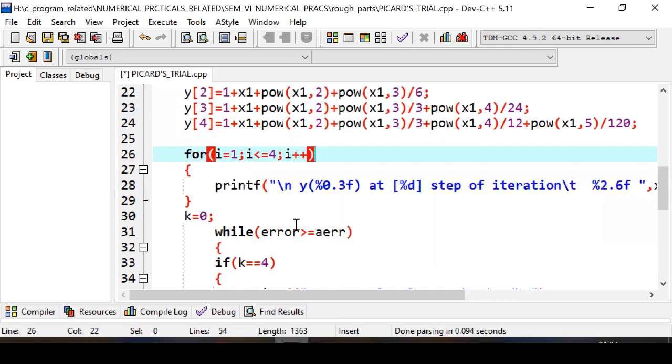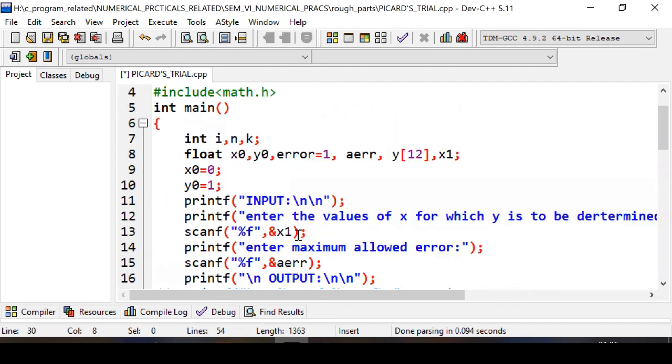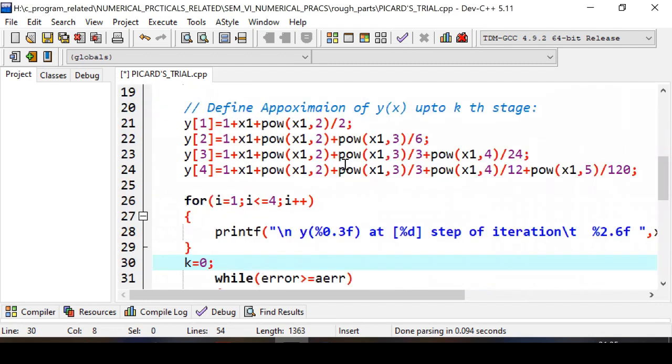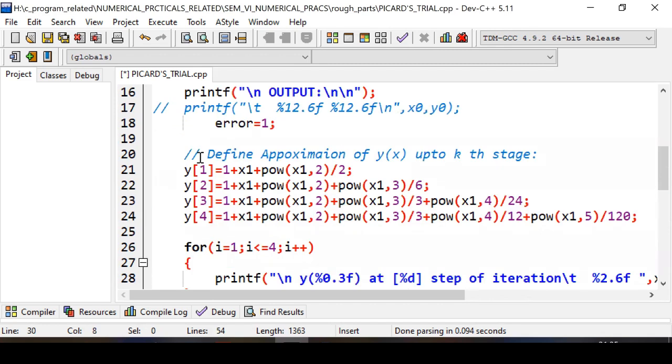Now comes the checking part for the accuracy. So I initialize the integer type variable k equal to 0. Now, while error, you see I have initialized it to be 1. Now if error is greater than the allowed error, then this loop will run. Inside the loop there is another conditioning check: if k equal to 4. Why 4? Because we have taken only 4 expressions.